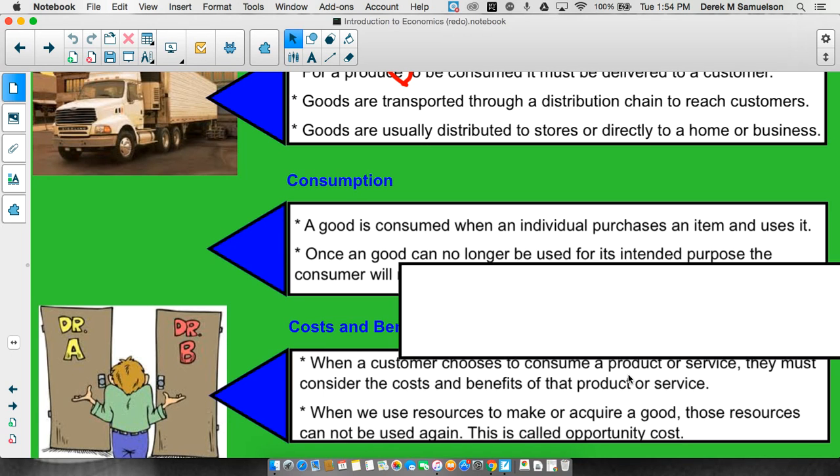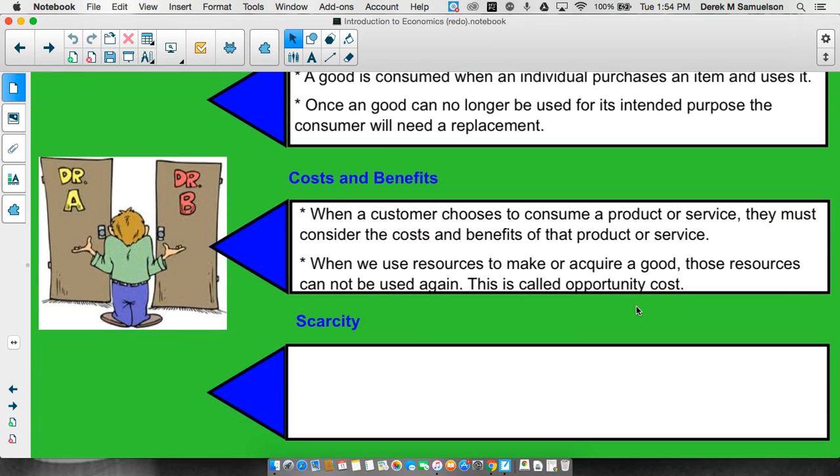Anyway, costs and benefits. When a consumer chooses to consume a product or service, they have to consider the costs and benefits of that product or service, because we all only have limited amounts of time and money. We don't have enough time and money to get everything that we want all the time. And when we use our resources to acquire a good, those resources, the time to make your decision and make the purchase, the money that you use to buy the item, they're gone. This is called an opportunity cost.